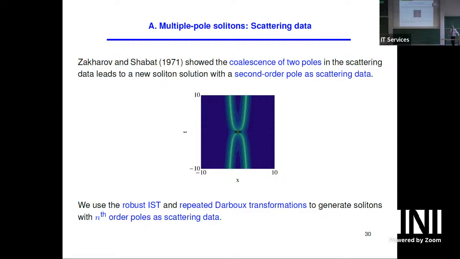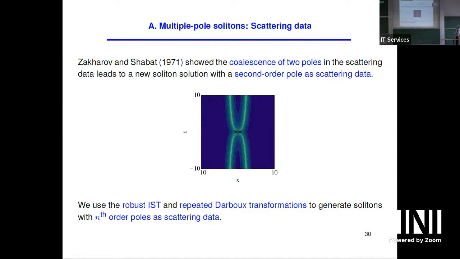But for NLS, it's been known since the very beginning of the inverse scattering method that you can have double poles, for example. Zakharov and Shabat studied that by taking two simple poles and making them coalesce. And so remember, each simple pole corresponds to a single soliton.